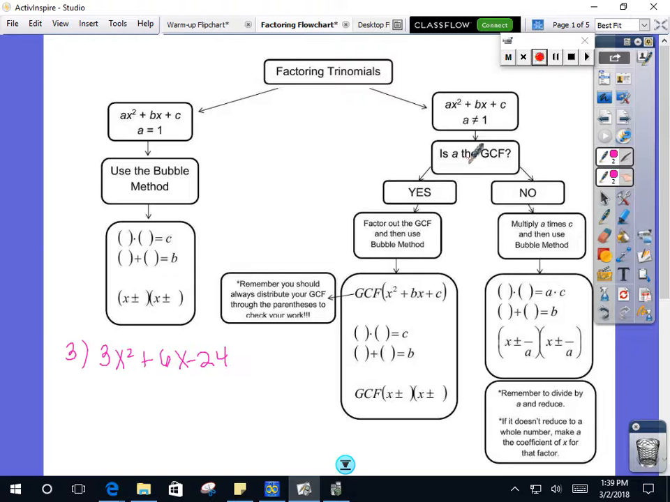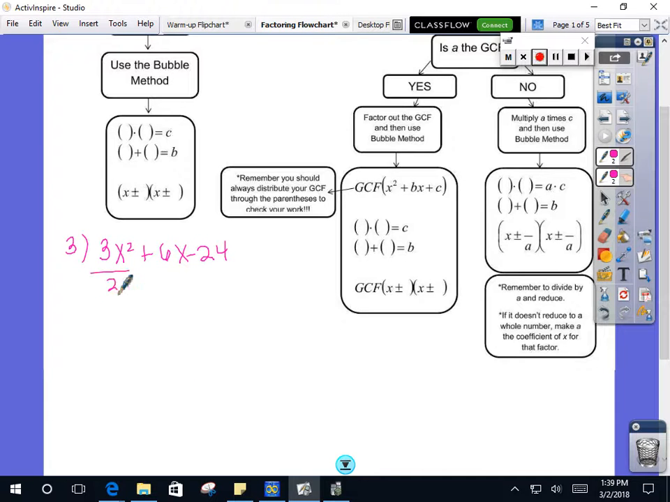Is the a value of 3 a GCF? Can you divide it out of all 3 terms? Yes. You can divide it out of 3 and get 1x squared. You can divide it out of 6x and that'll make a positive 2x. And you can divide it out of negative 24 and that'll make a negative 8. Now, what that means is the 3 is a GCF, so you write it on the outside. You're factoring it out. You're undistributing it.